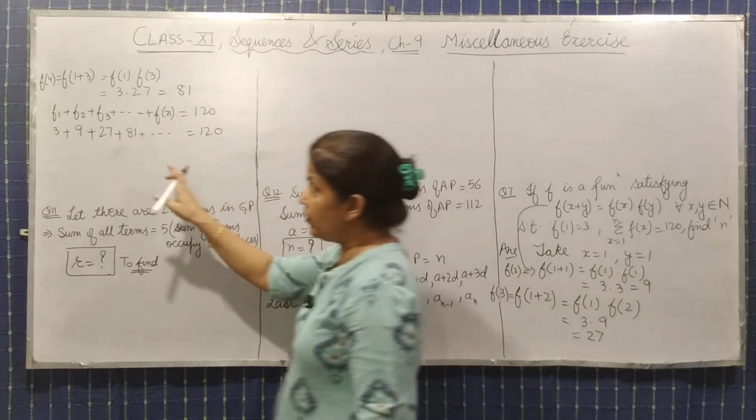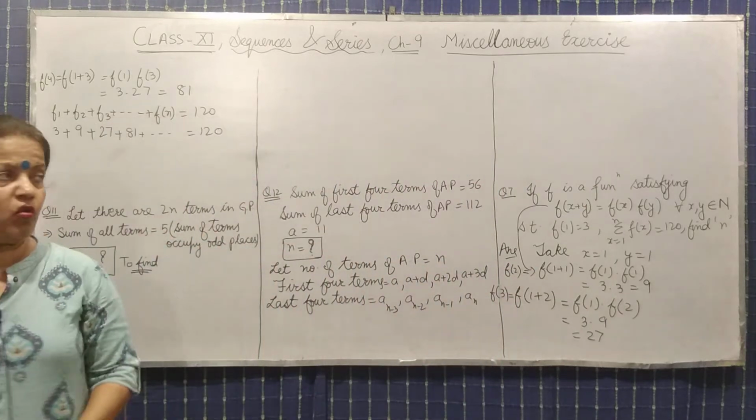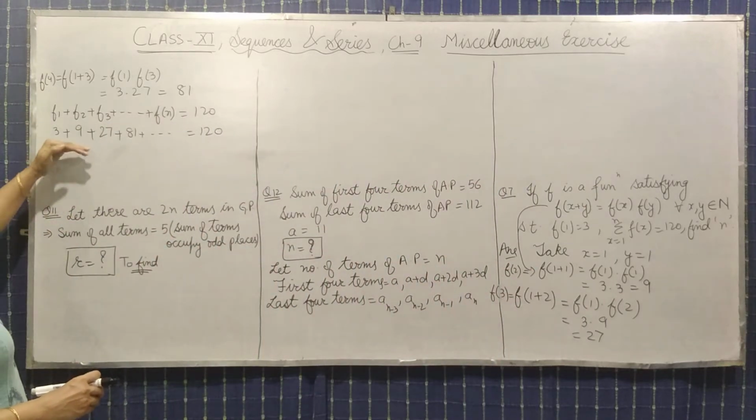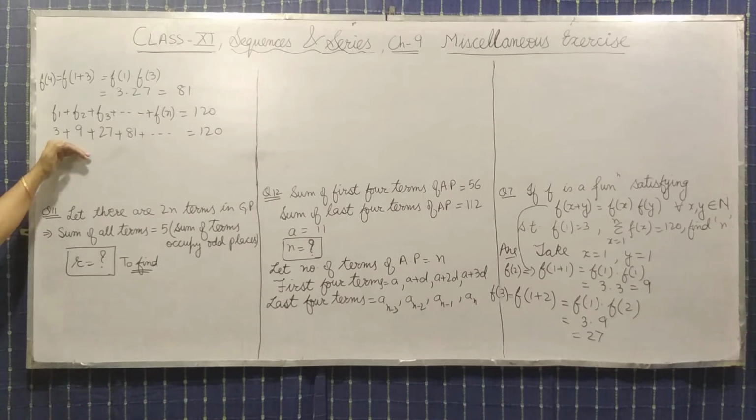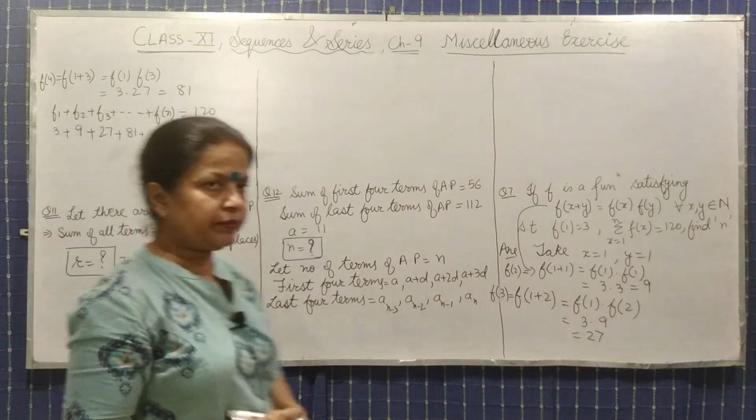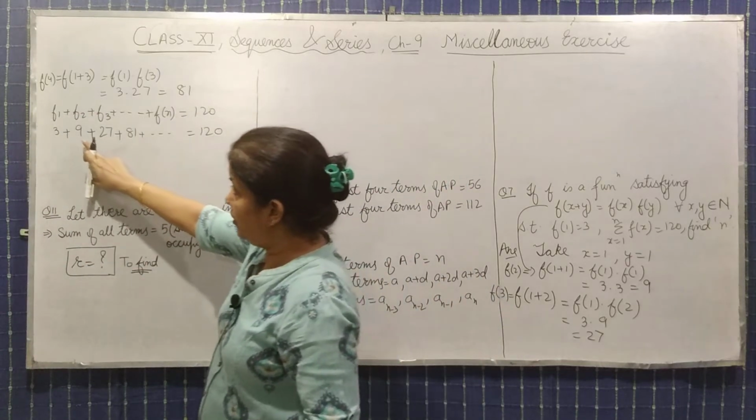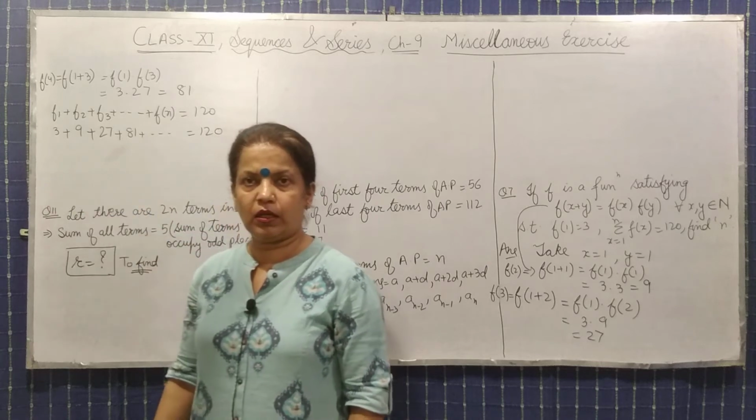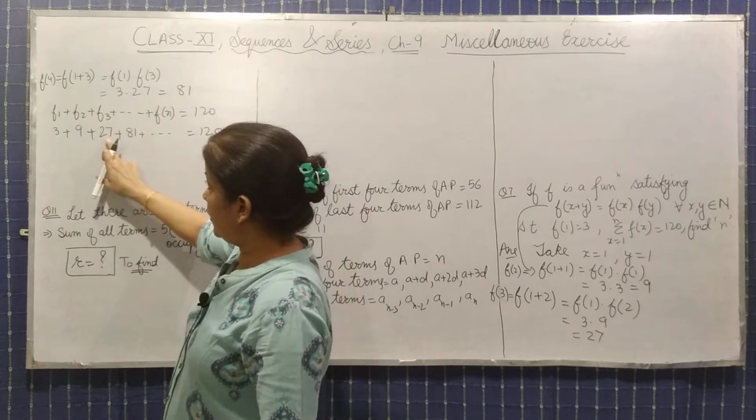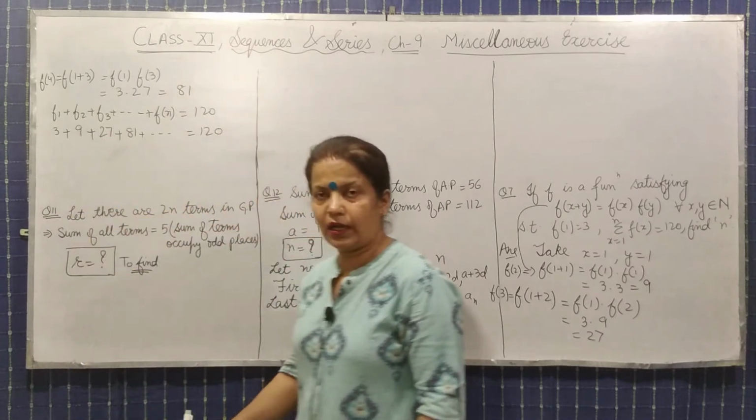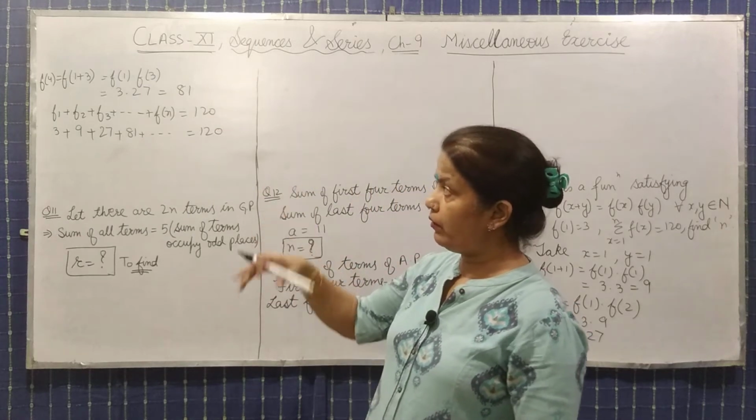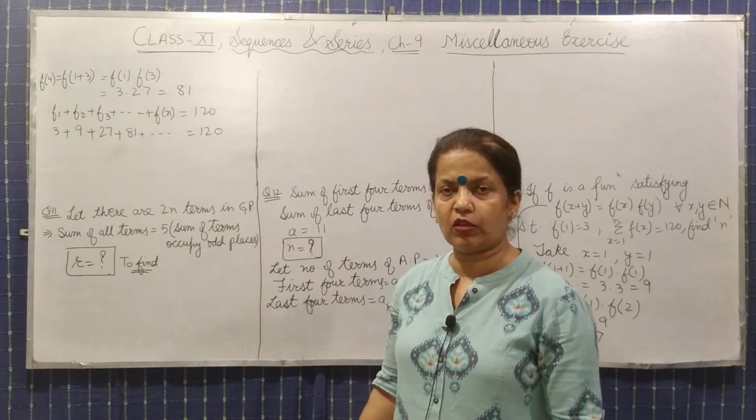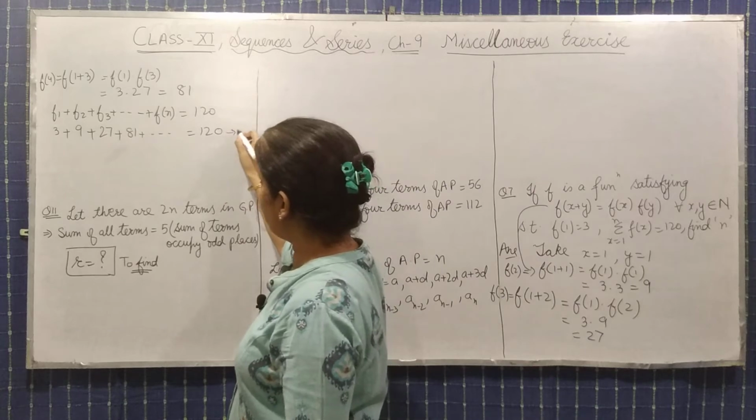Look at this. Can you find out the type of series over here? What type of series it is? Tell me. किस टाइप की ये सीरीज है? 9 divided by 3 is 3. 27 divided by 9 again 3. 81 divided by 27 again 3. So it forms a GP series.